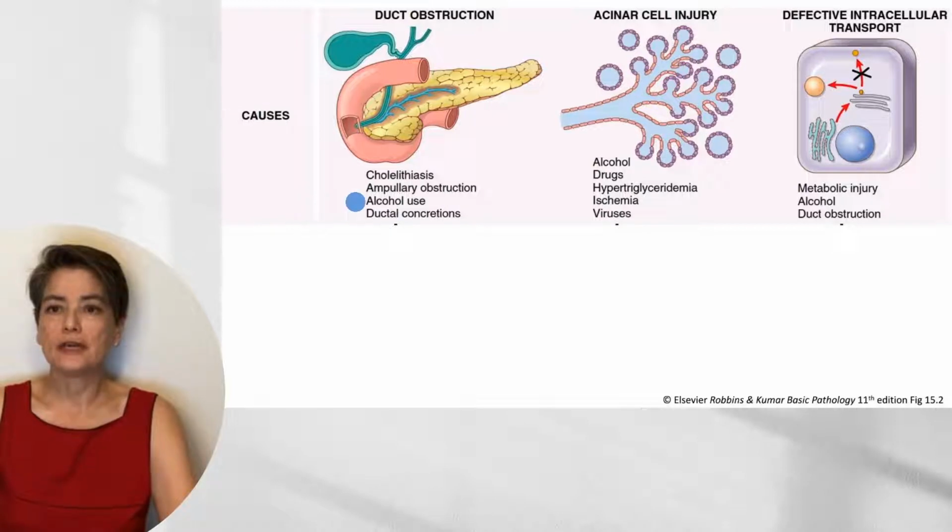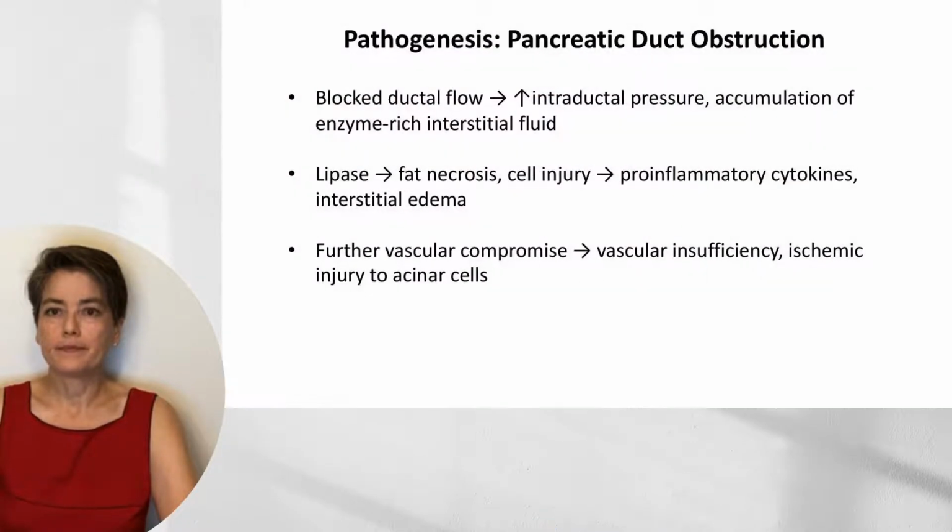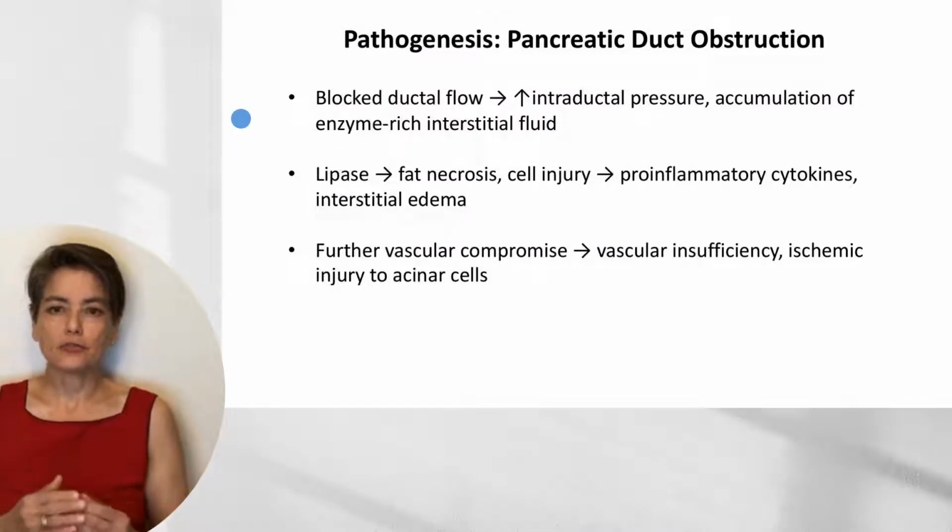Alcohol use, you will see, is a contributor to each of these, and I'll describe why that is later. We can get ductal concretions as well that can obstruct ducts. We can get acinar cell injury through a variety of mechanisms, which I'll discuss, as well as defective intracellular transport. So let's begin with duct obstruction. So in the pathogenesis of pancreatic duct obstruction, what happens is we get blocked ductal flow.